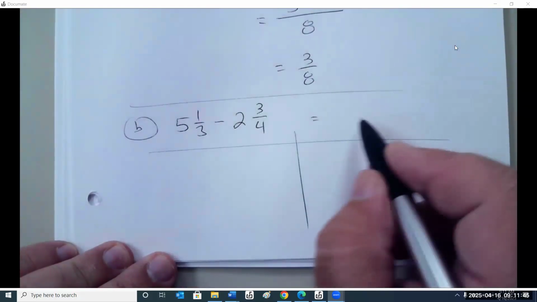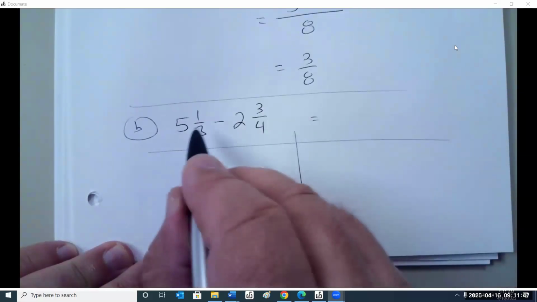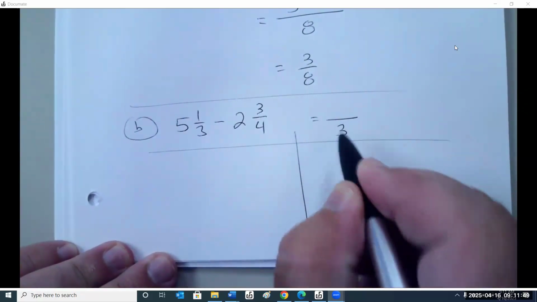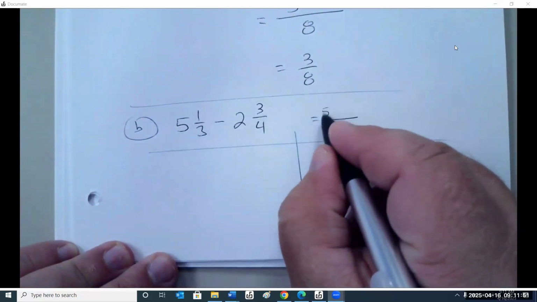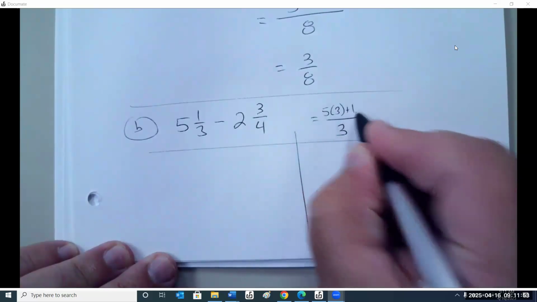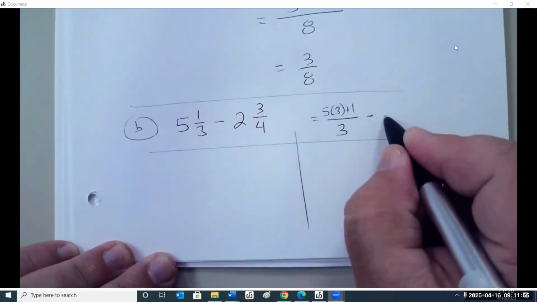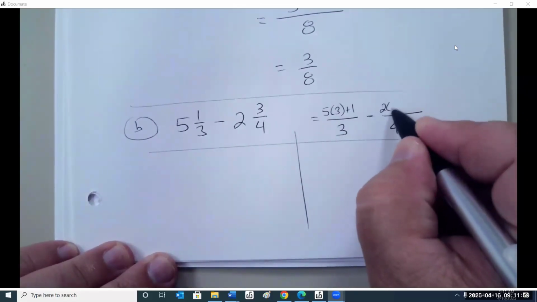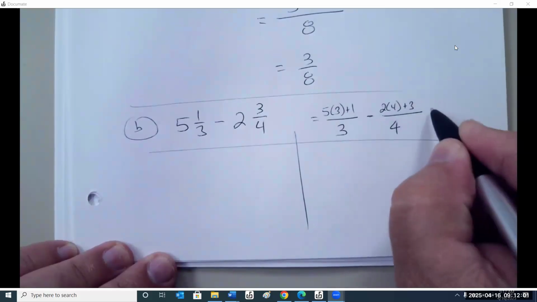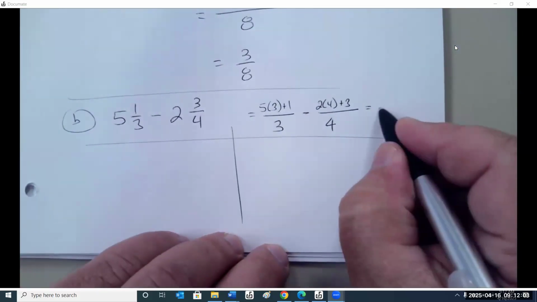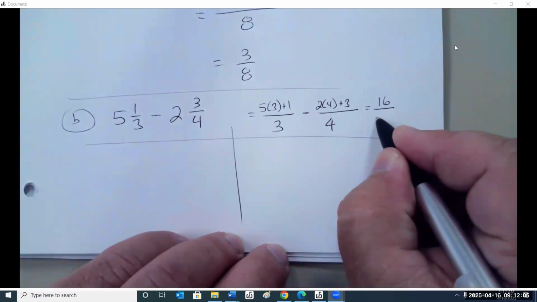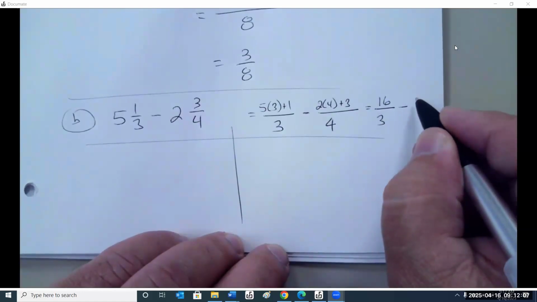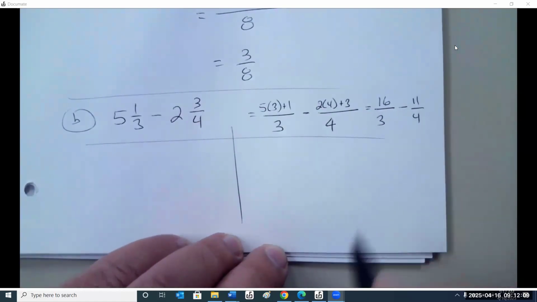So if we're going to convert these to improper fractions first, we're going to have 5 times 3 plus 1, and 2 times 4 plus 3. It's going to be 16 over 3, and 11 over 4.